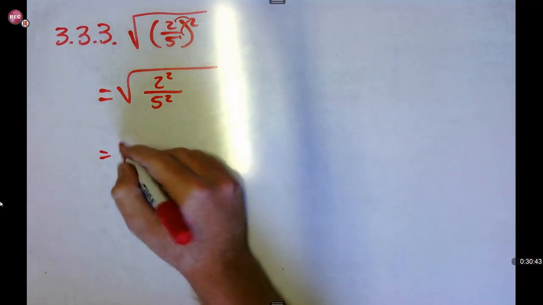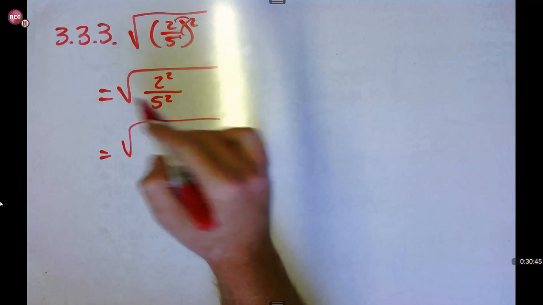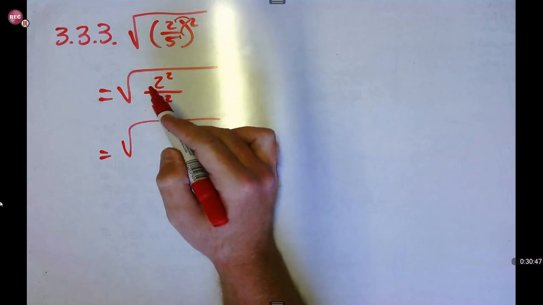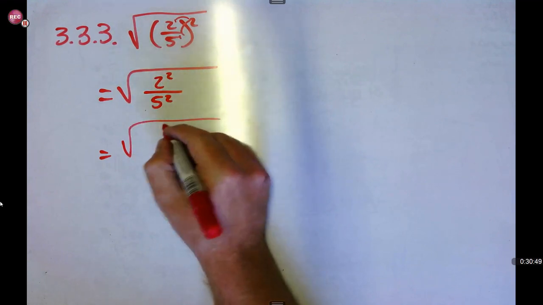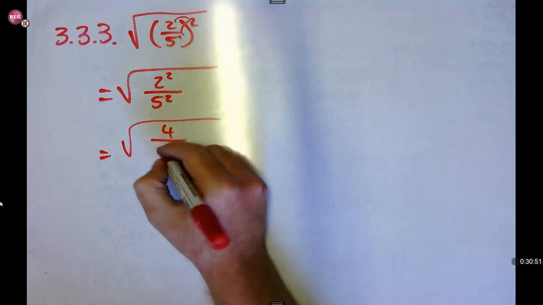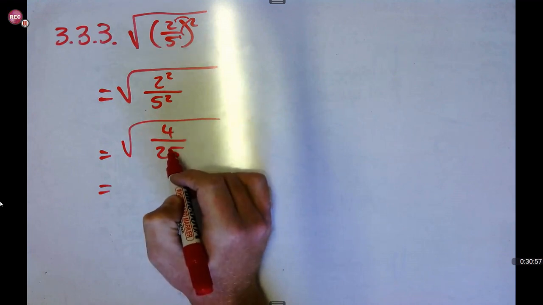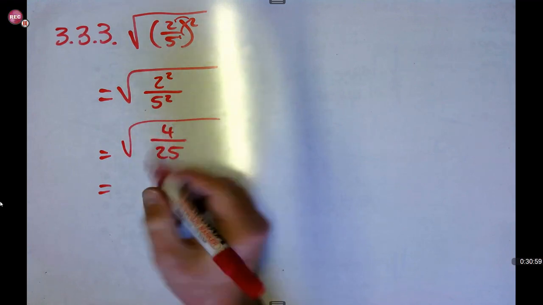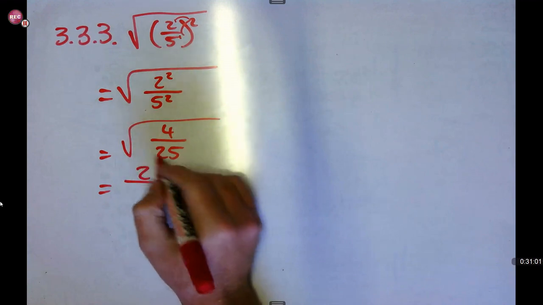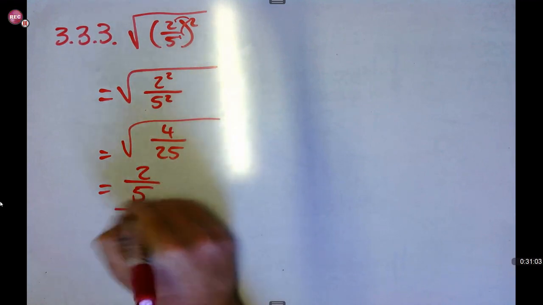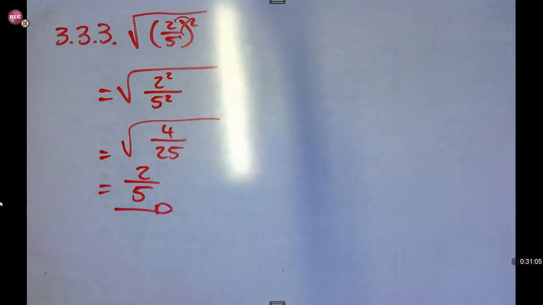Keep in mind that the square root also covers the whole fraction. So now 2 squared is 4, and 5 squared is 25. Because it covers the whole fraction, you need to square root the numerator and the denominator. So the square root of 4 is 2. The square root of 25 is 5. And there's your final answer for that question. Okay. Next question.